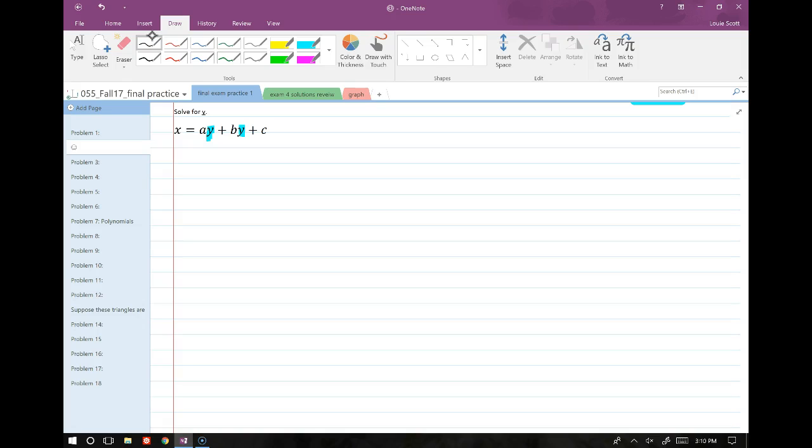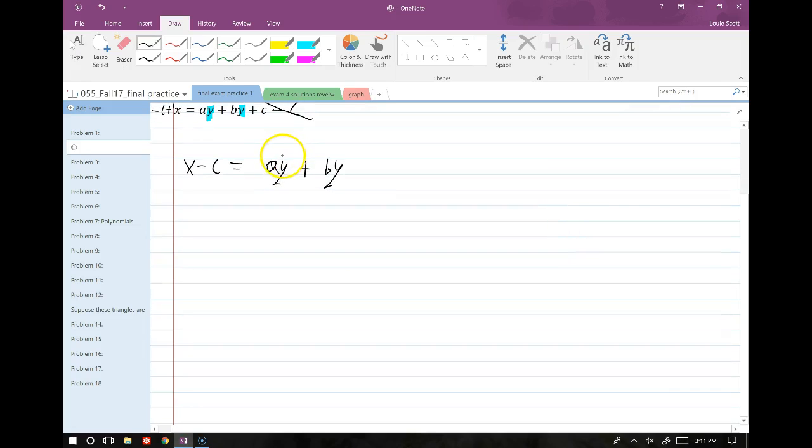So how we solve this guy, it's key to notice that we're solving for y, but y is contained in 2 different terms. And that's an indicator that we're going to need to collect those terms side by side and factor y out. So before I collect them side by side, I'm going to subtract the c over to the other side, and that's going to allow me to isolate those y's. So I'm going to subtract c from both sides. Okay, those c's are going to go away. And then I'm going to have x minus c on the left side equals ay plus by on the right side.